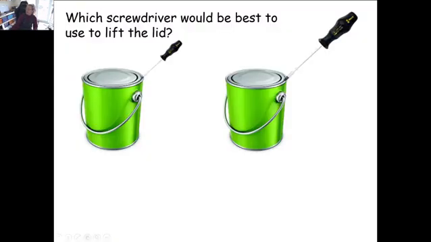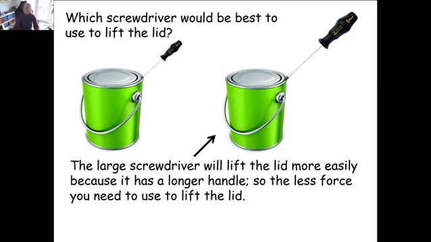Okay, so here you can see a diagram of that, and clearly using a much larger screwdriver is going to make it much easier to lift the lid. Why is that? Well, it's because it has a much longer handle, so less force is required in order for you to lift the lid of that paint tin.